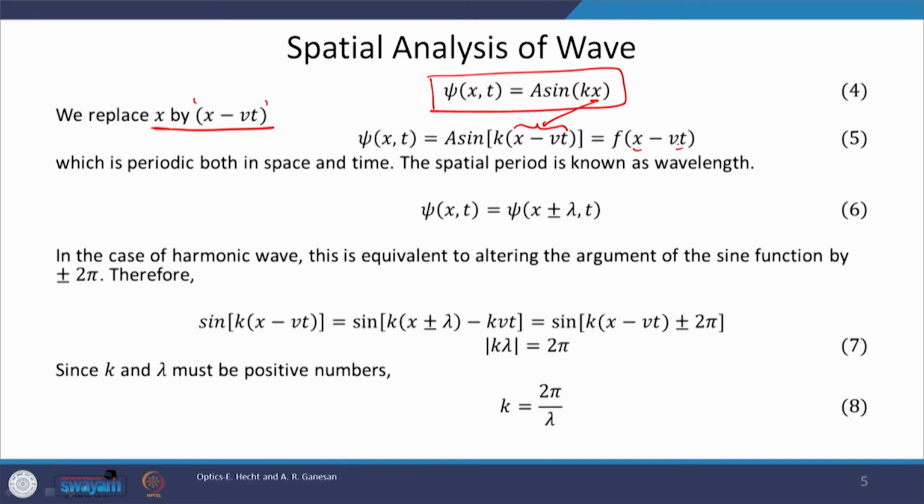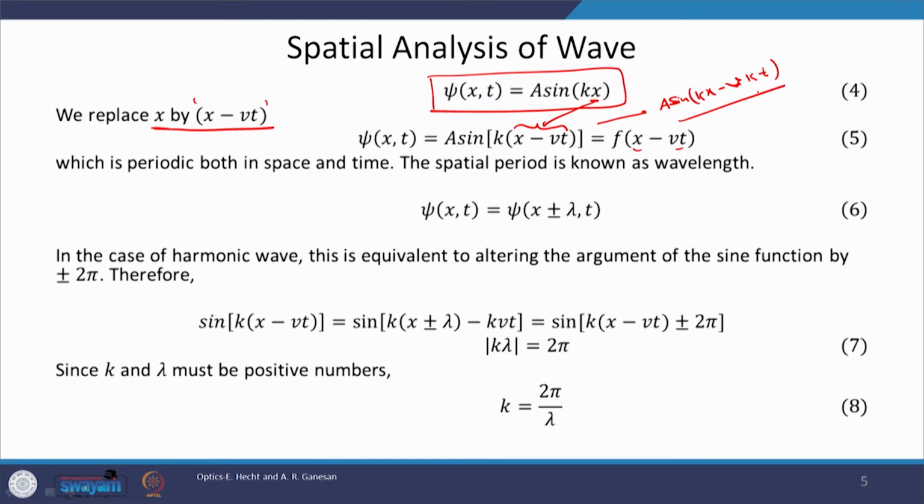Okay. Now, the resultant wave function will look like a sin(kx minus vkt), and this is sinusoidal both in space and time. This expression is periodic both in space and time.